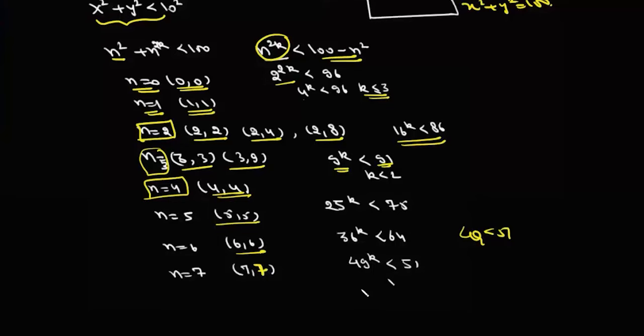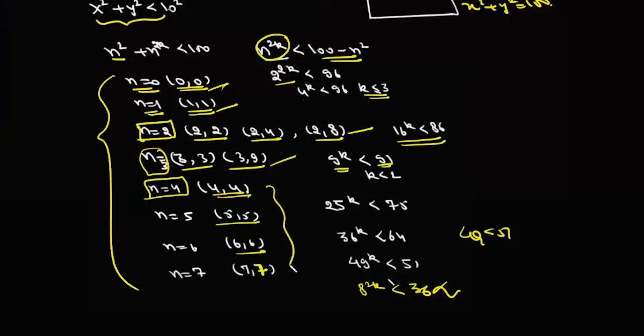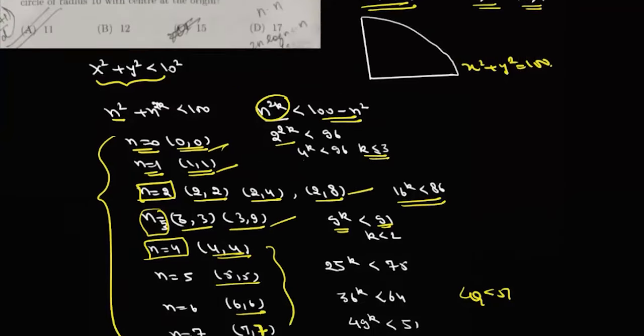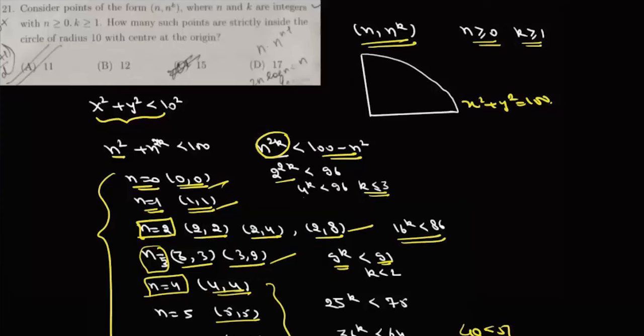And hereafter, 8^k will be less than 100 minus 64, that is 36. Now this is not possible. So these are the only points possible. Now this is 1, 2, 5, 7, and so 11. So there will be 11 such points inside this circle, and that's your option A.